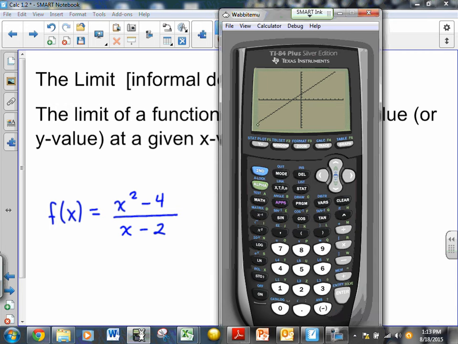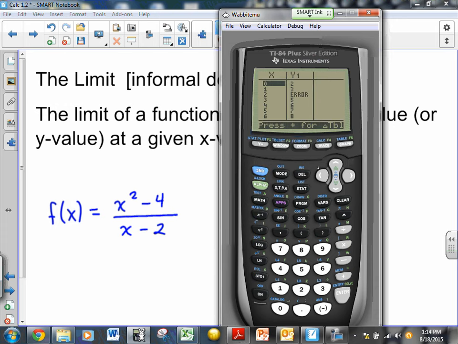Okay, so there's our graph. X squared minus 4 over x minus 2 looks like that. Looks to be a solid line. We have a slope of 1 and an x-intercept at -2 and a y-intercept at +2. But if we go to the table now, if we look at some of these values, our x-intercept is -2 and the y is 0. Our y-intercept is 2 and the x is 0. But down here at 2, we get an error.